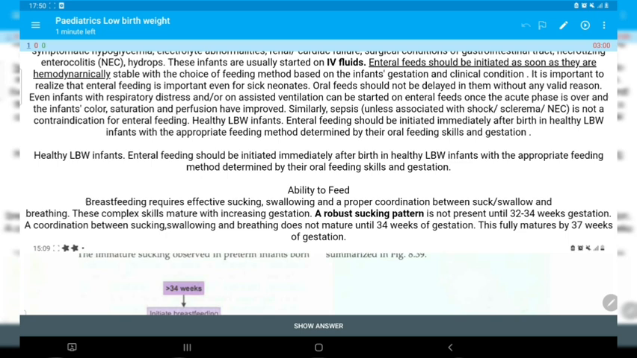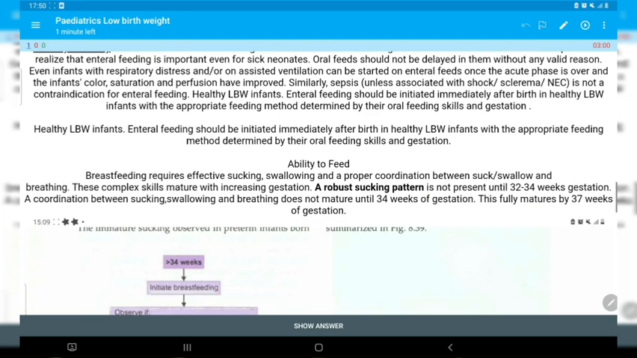These complex skills mature with increasing gestation. A robust sucking pattern is not present until 32 to 34 weeks of gestation. Coordination between suckling, swallowing, and breathing does not mature until 34 weeks of gestation. They fully mature by 37 weeks of gestation.